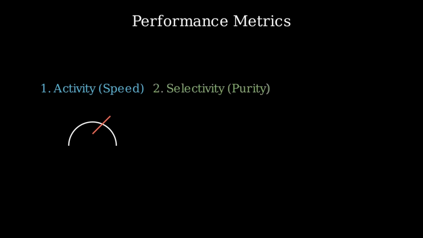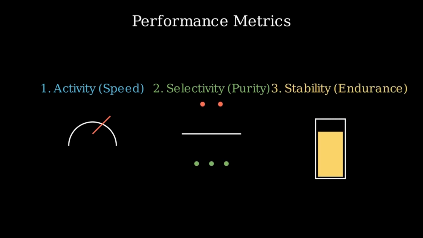Running the experiment is only half the battle. To prove your CO2 reduction was successful, you must analyze 3 performance metrics. First, activity. How fast is the reaction occurring? Second, selectivity. What percentage of our energy actually made fuel, instead of waste? And third, stability. How long does our catalyst last before dying?